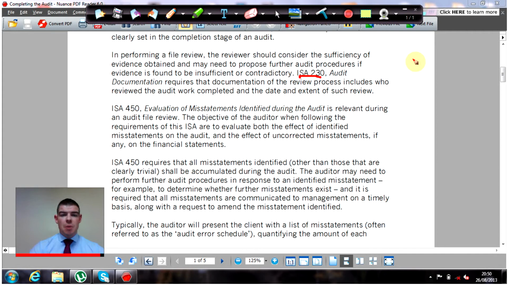Another ISA which is important is ISA 450 in terms of evaluation of misstatements. And the objective of the auditor here is to look at both adjusted misstatements and unadjusted misstatements and see the impact on the audit report. So under ISA 450, it requires that all misstatements should be accumulated during the audit, and therefore these misstatements need to be discussed with management.